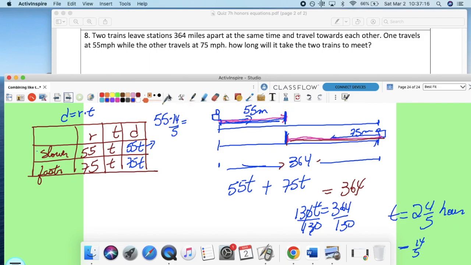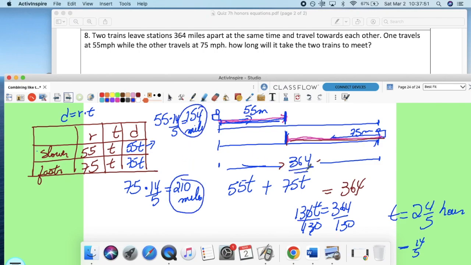Let's multiply these two. 55 divided by 5 is 11. 11 times 14 equals 154. So the slow train's distance was 154 miles. While the faster train's speed was 75 miles an hour. Let's multiply that by the time. 75 divided by 5 is 15, times 14, that gives us 210 miles. Now, if you add 210 and 154, do you get 364? Yeah, you do. So we are good.